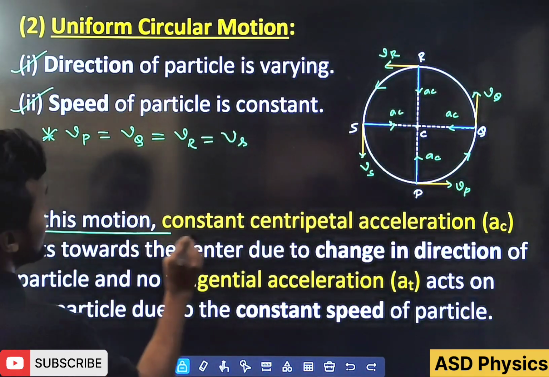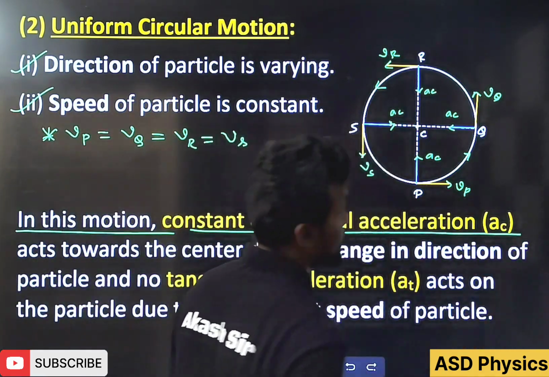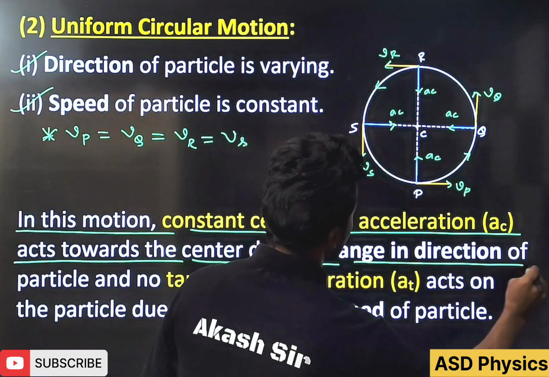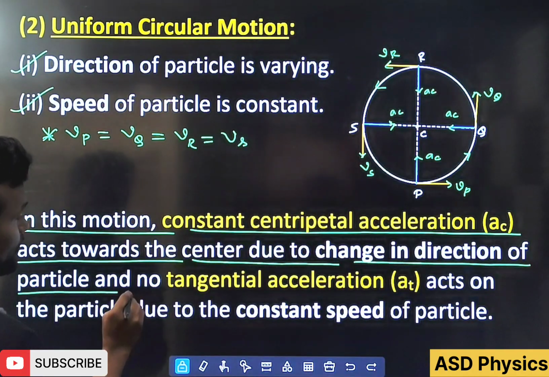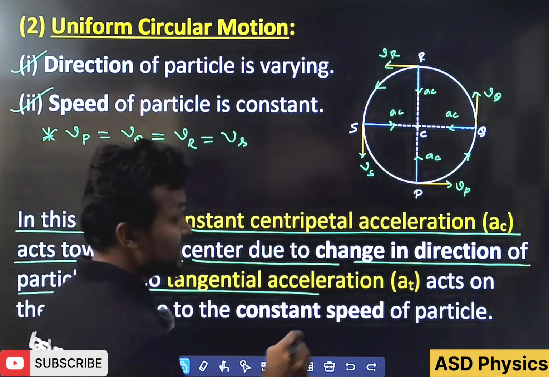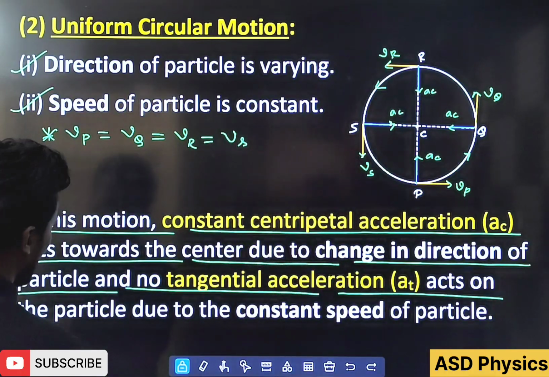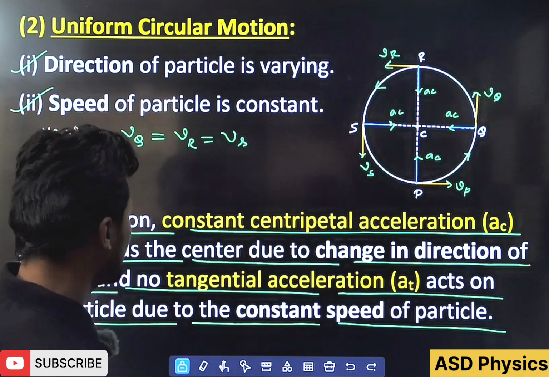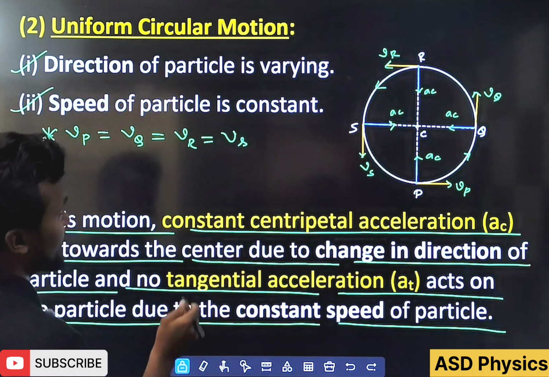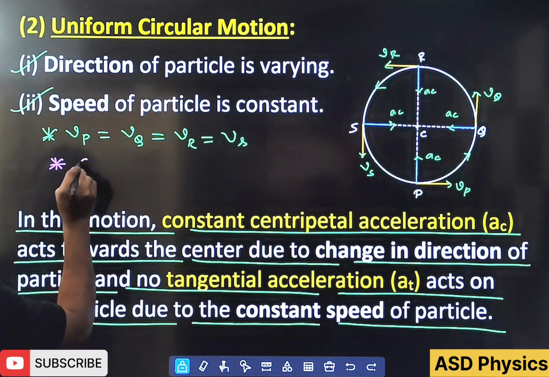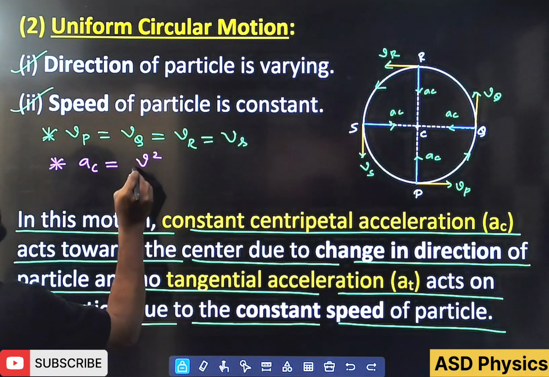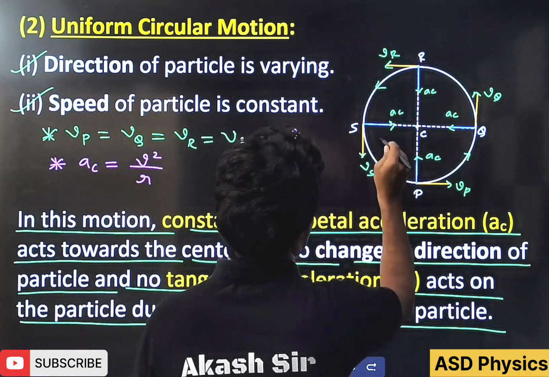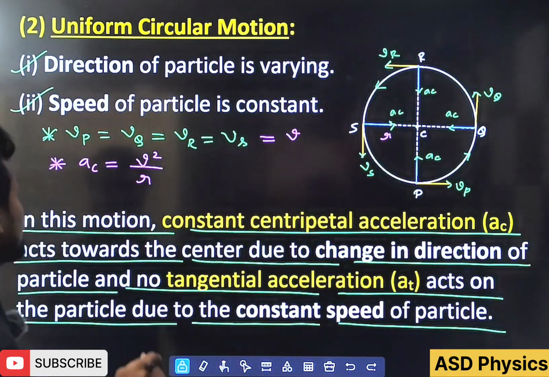Let's see the basics. In this motion, a constant centripetal acceleration acts towards the center due to the change in direction of the particle, and no tangential acceleration acts on the particle due to the constant speed of the particle. Okay, remember that. If I write the expression here, the centripetal acceleration is given by V square by R, because of the constant speed V, and the radius I am taking as R. And how much is the tangential acceleration?